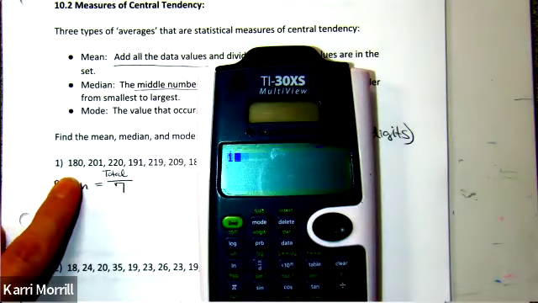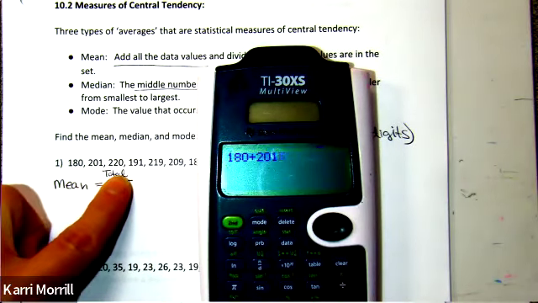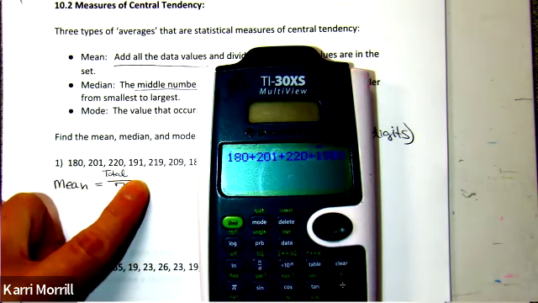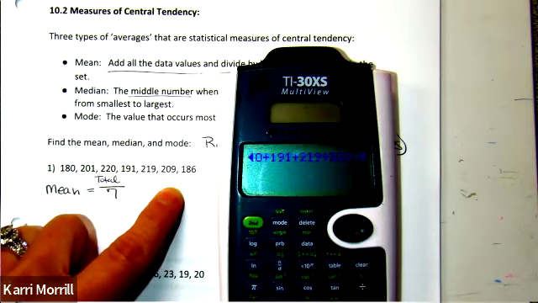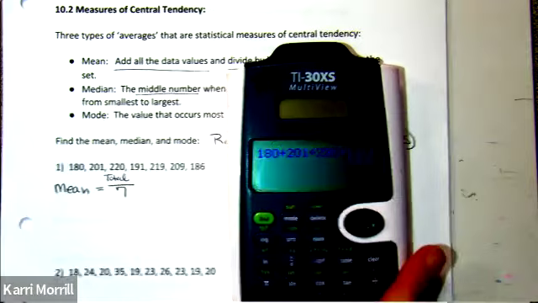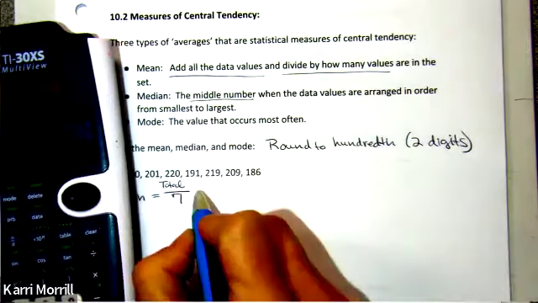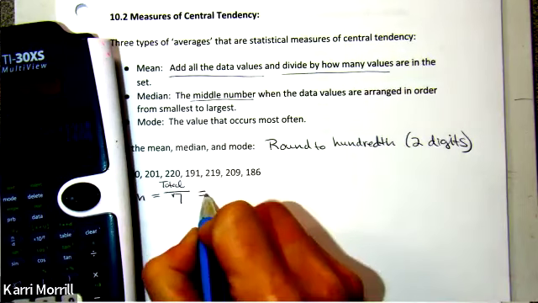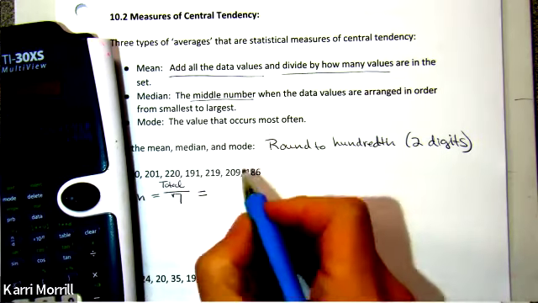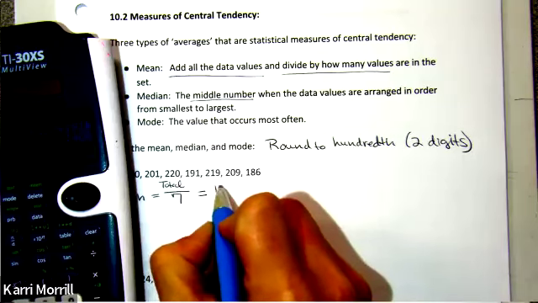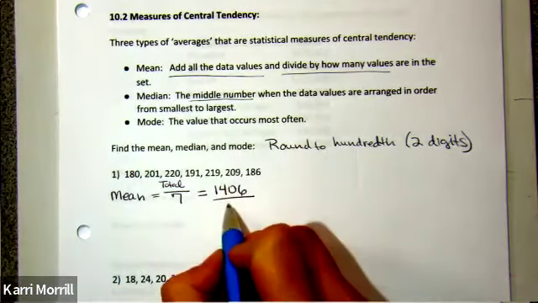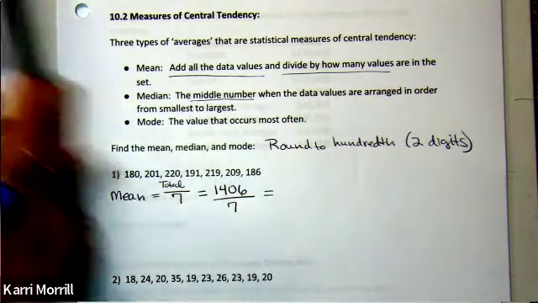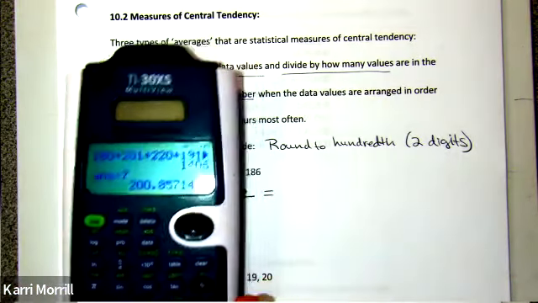So we would just start typing in 180 plus 201 plus 220 plus 191 plus 219 plus 209 plus 186. So we get the total of 1406. And I would recommend always double checking, making sure you didn't accidentally flip numbers or type in a wrong number. But I do know that that's correct. So 1406 would be their sum. But then we would divide by 7 because there's 7 values there. So on my calculator I just click divided by 7.